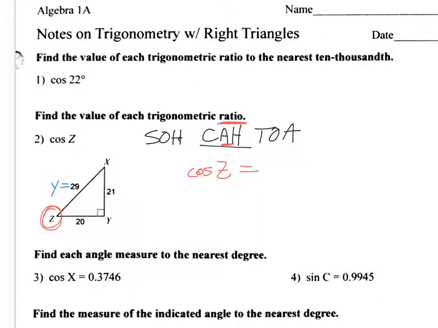The side adjacent to Z. Now, adjacent just means next to. There are actually two sides next to angle Z. There's this side and this side. Well, in this case, we're using the 20. The reason we are is because Y already has a name. It's called the hypotenuse because it's across from the right angle. So the one adjacent is the one that's next to the angle that is not the hypotenuse. So adjacent, which is 20, over h, which is the hypotenuse, which we just got through saying is 29. Now, that is our ratio or fraction. Always try to reduce those if possible.